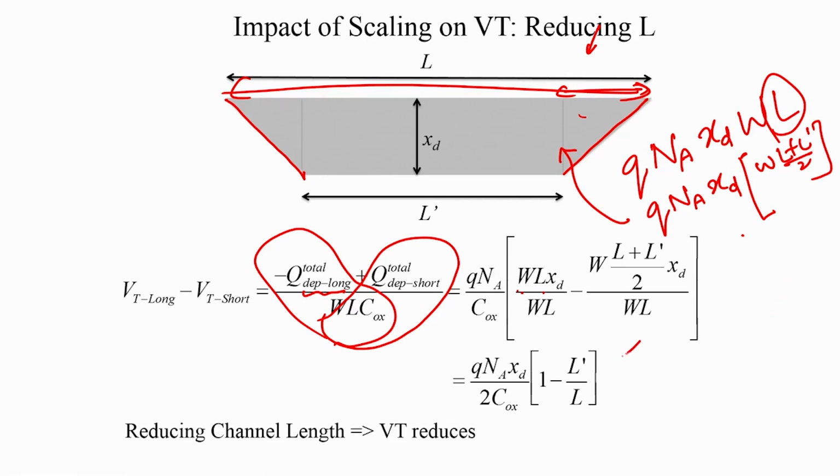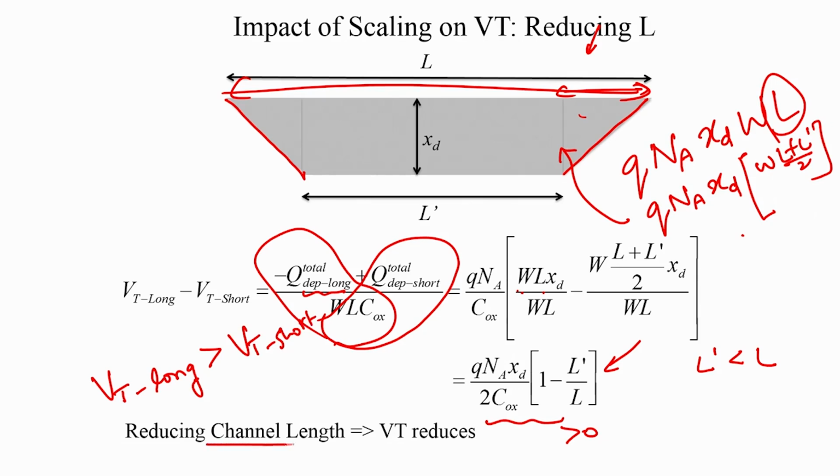So, essentially this reduces to an expression of this kind, and if L dash is less than L, this term is greater than 0, which means the Vt of the long channel device is greater than the Vt of the short channel device, or in other words, if you reduce the channel length, the Vt reduces.